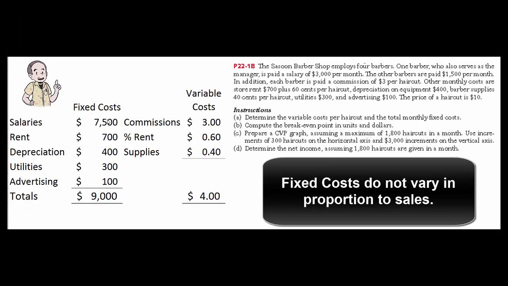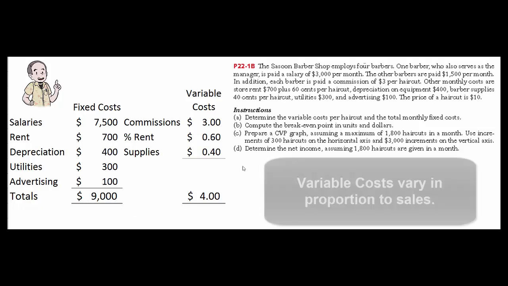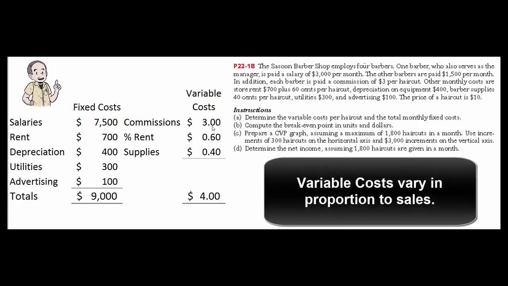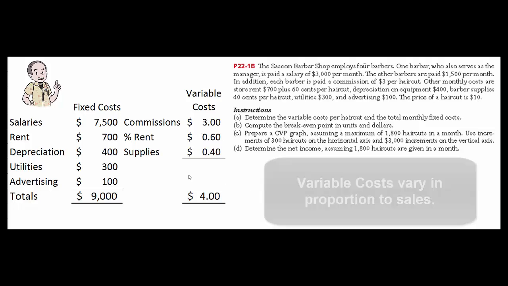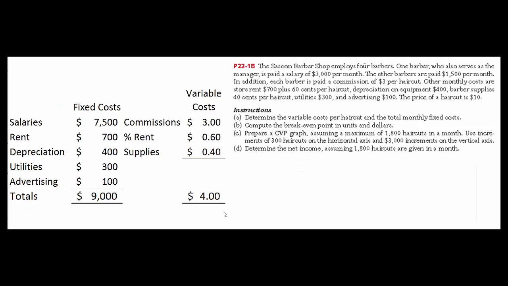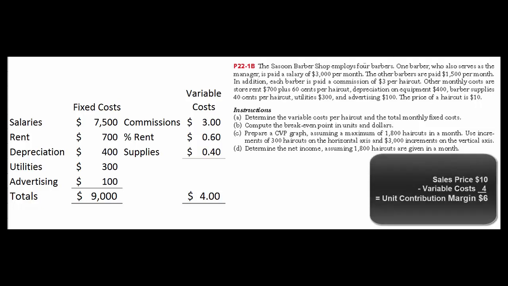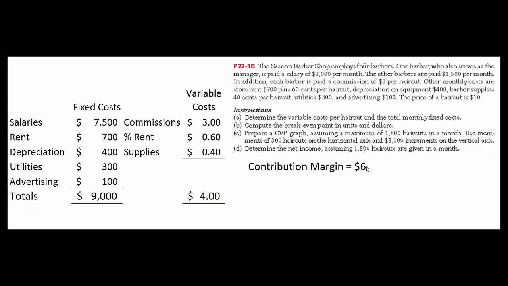The fixed costs are the salaries, the rent on the store, the depreciation, utilities, and the advertising for total fixed costs of $9,000. The variable costs are the $3 per haircut, the 60 cents to the landlord per haircut, and the supplies of 40 cents per haircut. So the variable costs are $4. Since we sell our product for $10, what is our unit contribution margin? Our unit contribution margin is $10 minus $4 for $6. We make $6 on every haircut.